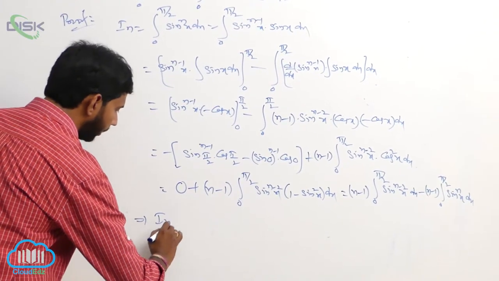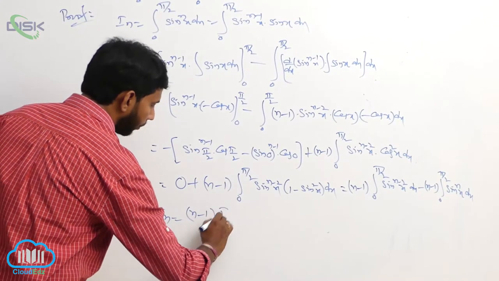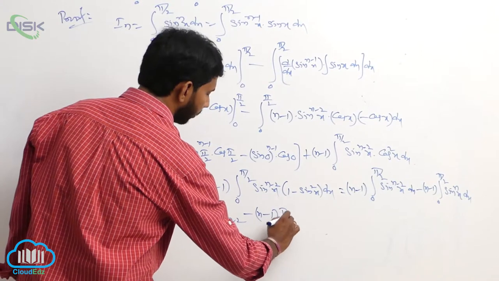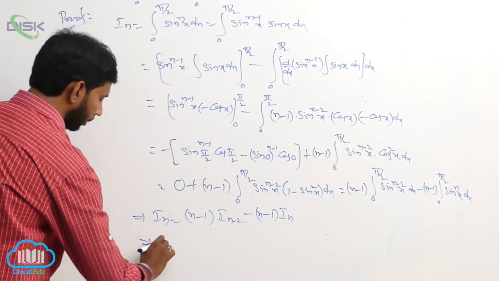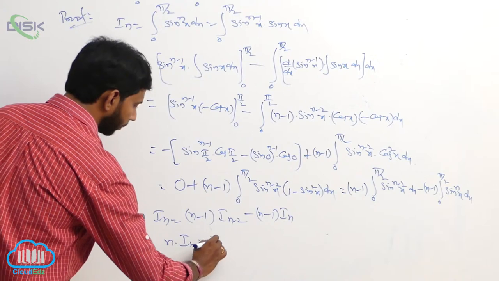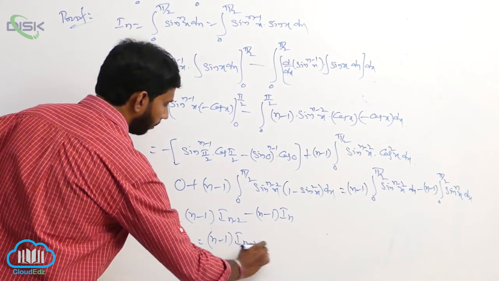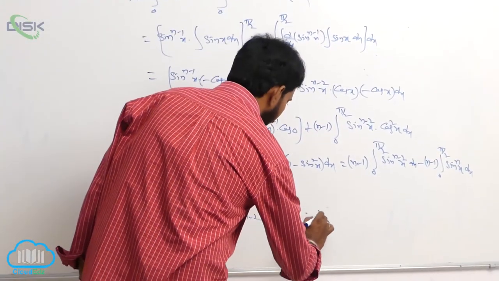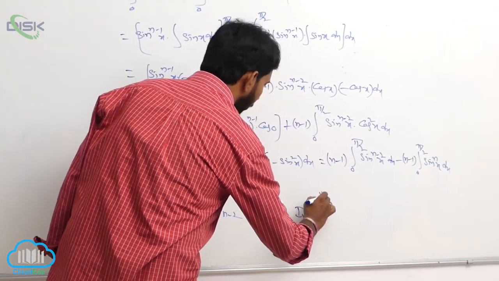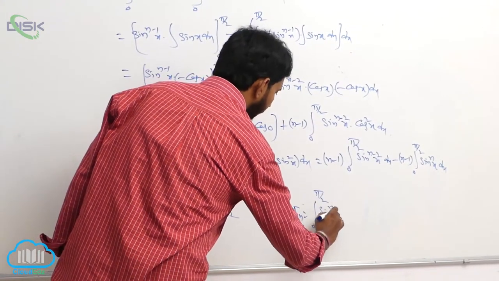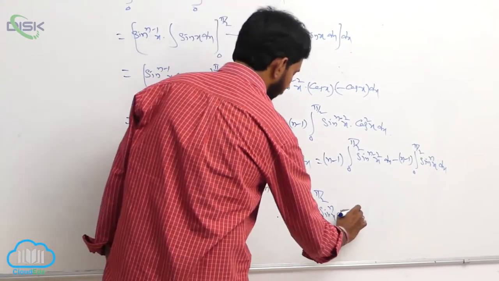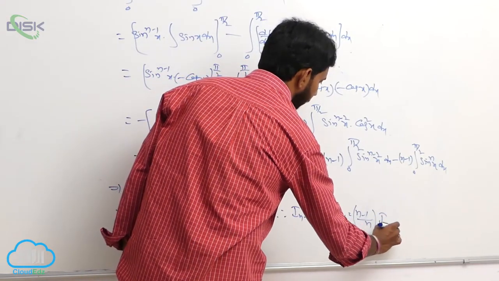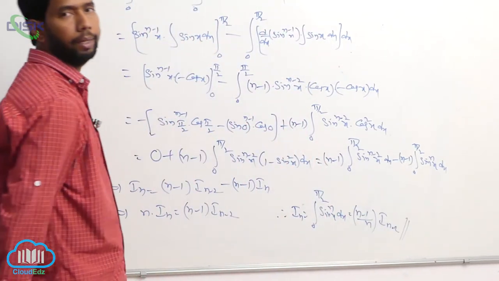That implies I n is equal to n minus 1 of I n minus 2, minus of n minus 1 of I n. Total: n into I n is equal to n minus 1 into I n minus 2. Therefore, I n, that is integral 0 to pi by 2 of sine power n x dx, is equal to n minus 1 by n into I n minus 2.